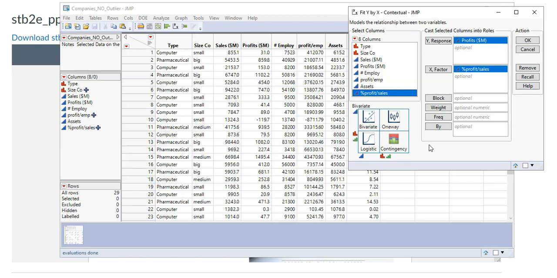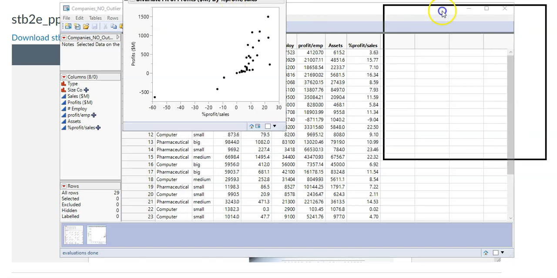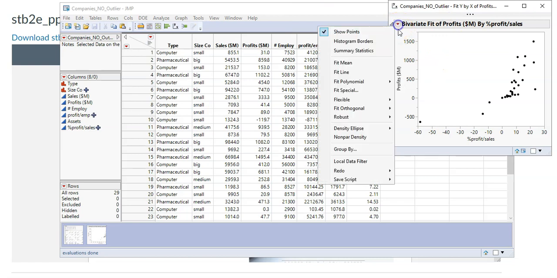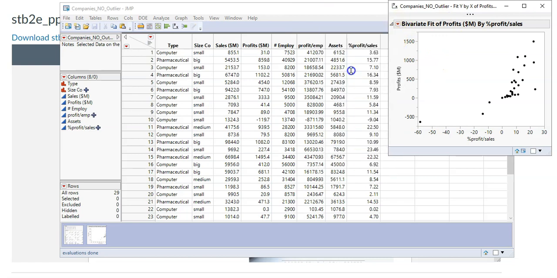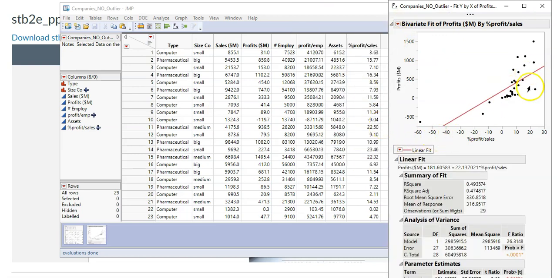Profit is your response, DV variable. Percent profit per sales is the explanatory variable. You just need to click OK. And that's your scatter plot. You want a fit line, click on the red triangle, fit line. That's your fit line. What's obvious here is that the fit line has a problem.